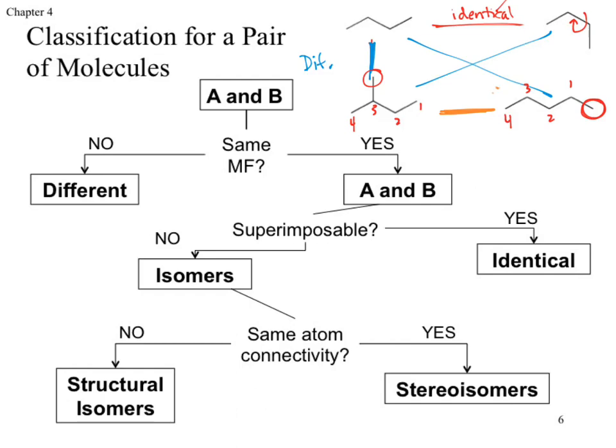Chapter 5 goes through and branches out structural isomers and stereoisomers into a couple extra definitions, which we won't get into quite yet, but this flow chart is going to get squished and more lines are going to pop off the bottom of it, okay? As well as identical, actually. Questions about this?